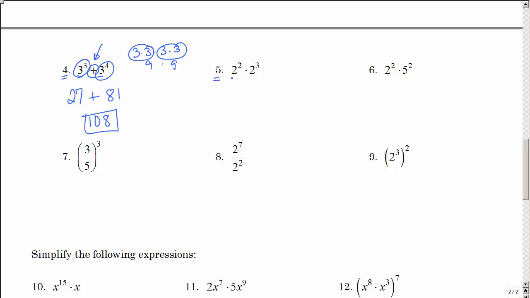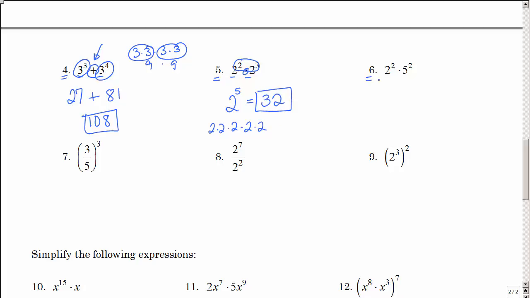Now number 5, I have the same base being multiplied. I do have a property. It says I can keep the base and do what with those exponents? Add. That's right. But then go ahead. These numbers are small enough that you should be able to figure out what that is. All right, so 2 times 2 is 4, times 2 is 8, times 2 is 16, times 2 is 32.